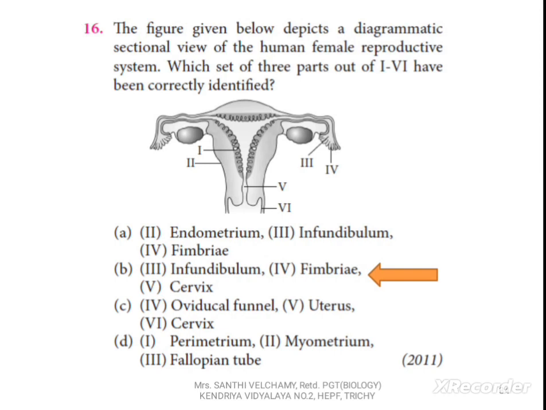The edges of the infundibulum possess finger-like projections called fimbriae. It helps in the collection of ovum after ovulation. The uterus is single and is also called womb. It opens into the vagina through a narrow cervix. Okay, so 3 is infundibulum, 4 is fimbriae and 5 is cervix. That is the correct answer, B.